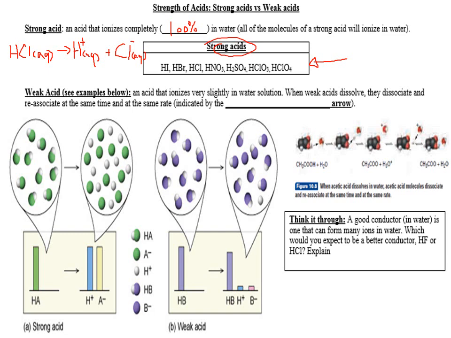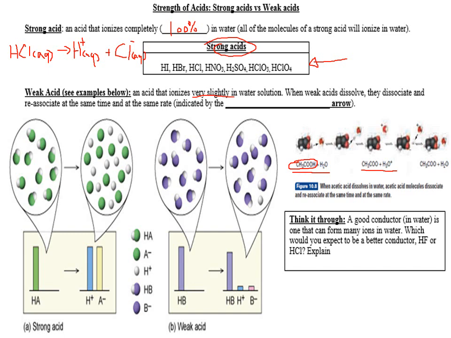A weak acid is an acid that ionizes very slightly in water, so not 100%. So not all of the acid will ionize to form H plus. If you look at this example over here, we have CH3COOH plus H2O, and you'll notice that there's some H3O plus forming. But not all of this will actually have ionized. A lot of it will remain behind. And so that means it's a weak acid.